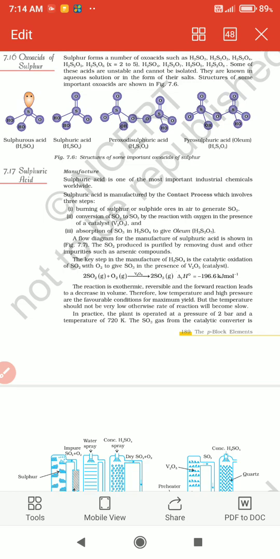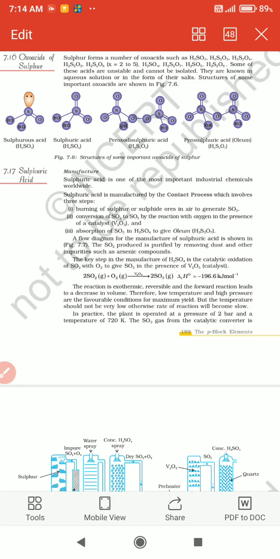We are going to see that. Yesterday in class we already saw how we prepare sulfur dioxide, and all the oxo acids and their preparation methods. Now let us see the oxo acids of sulfur.